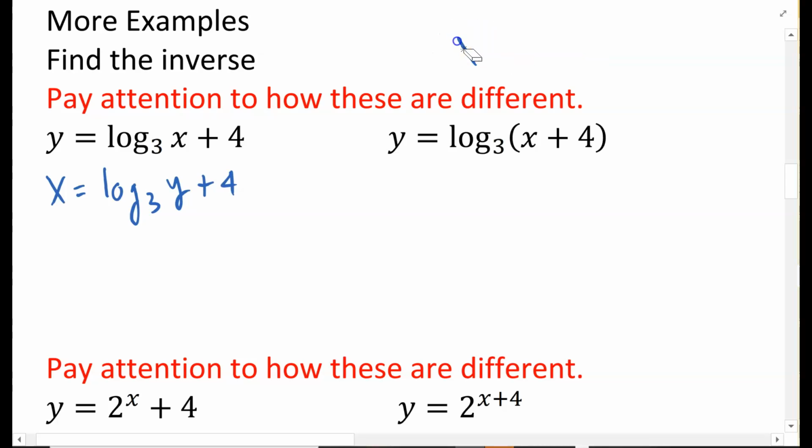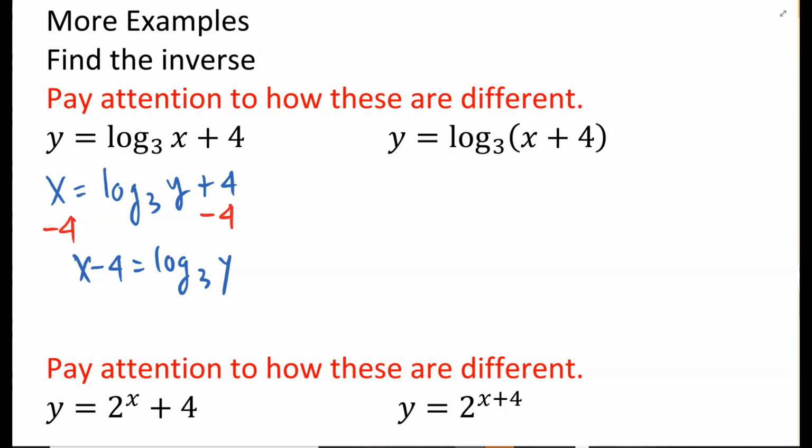So pay attention. Is there parentheses? The only thing that is part of the log is what is directly to the right of the log. So in this problem, we would need to subtract 4 first. And so that gives us x minus 4 equals log base 3 of y. And now you could use your circle method. You could use what I was showing you a minute ago.